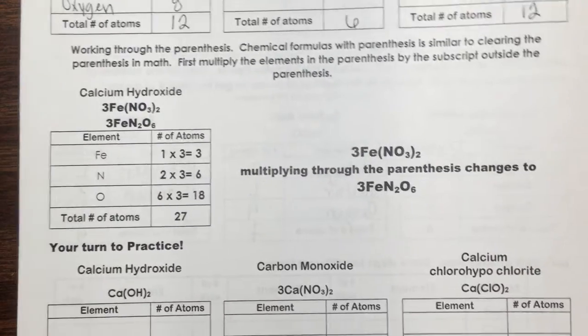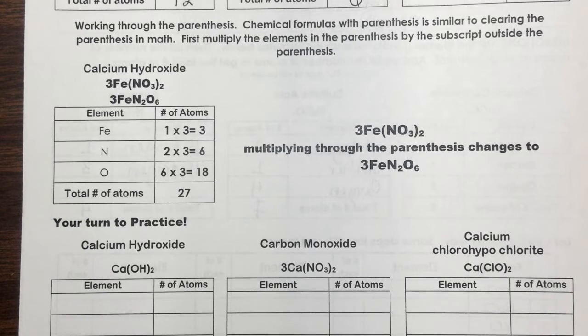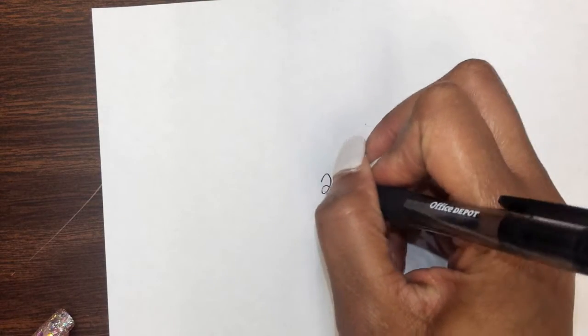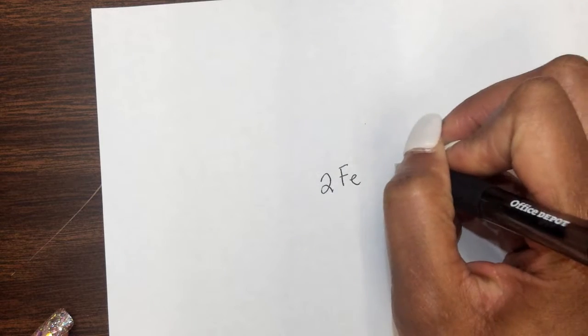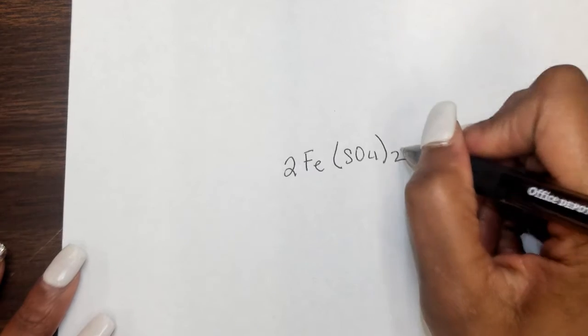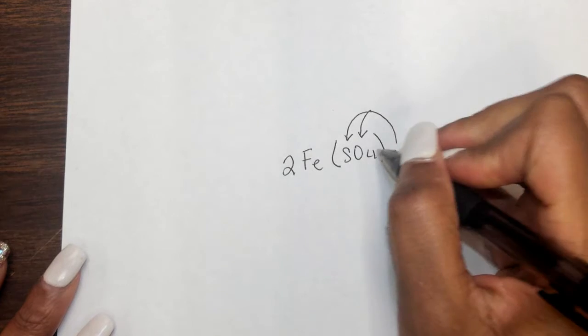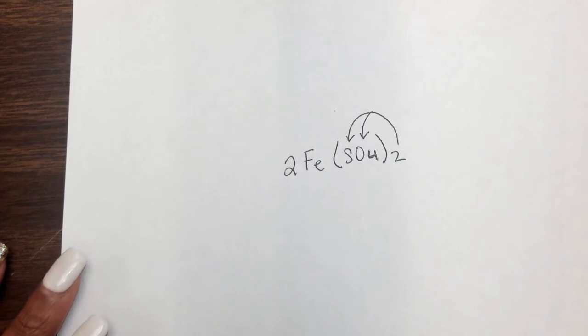Alright. So here we are introducing parentheses, and we're going to combine the coefficient, subscript, and the parentheses together. I have a plan. I can work on this paper. So before I do it here, I'm just going to do some practice over here. So let's say I have 2 Fe(SO4)2. This 2 is going to be distributed into the parentheses, which means every element inside of the parentheses is also going to be doubled.